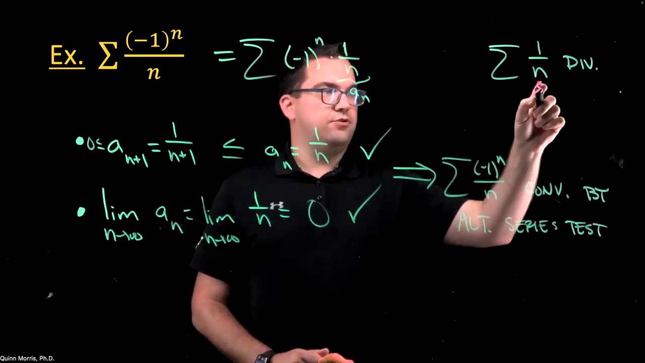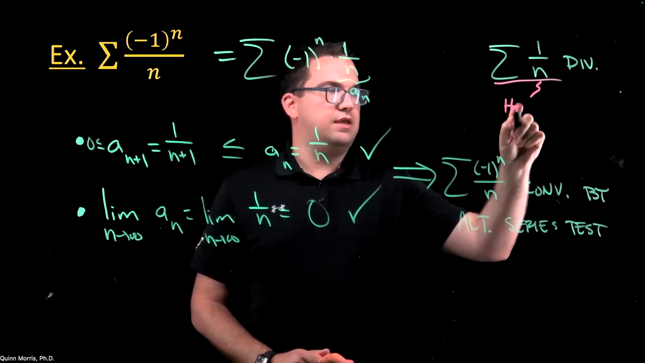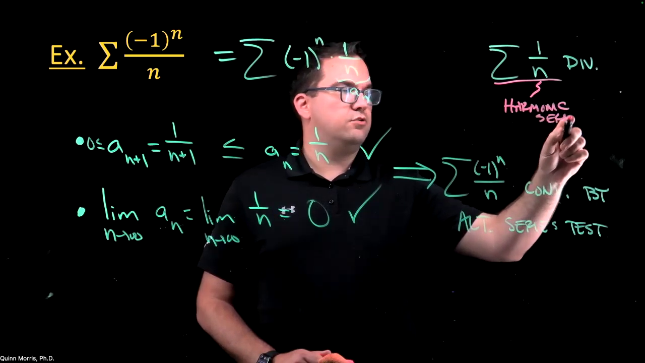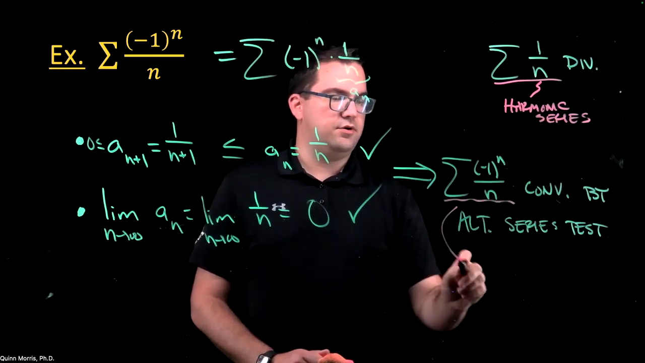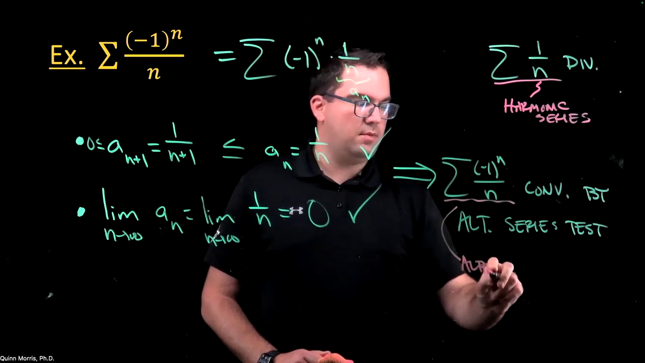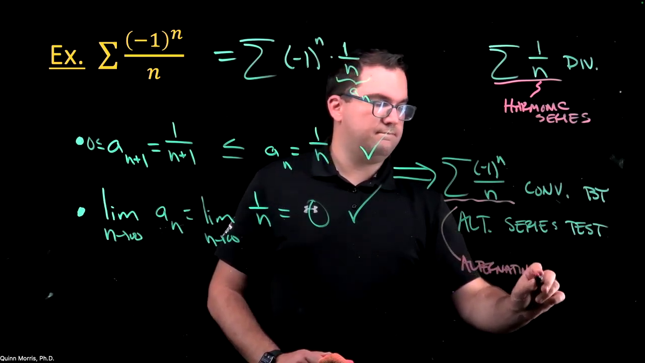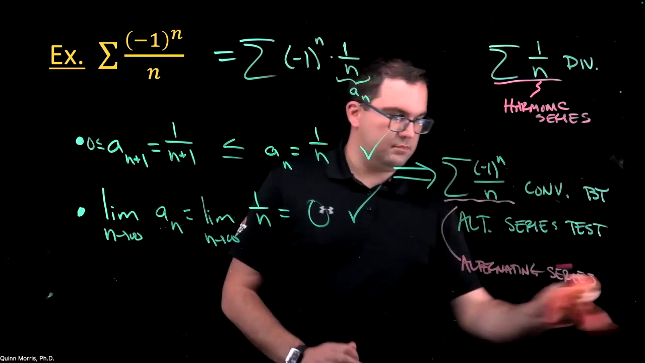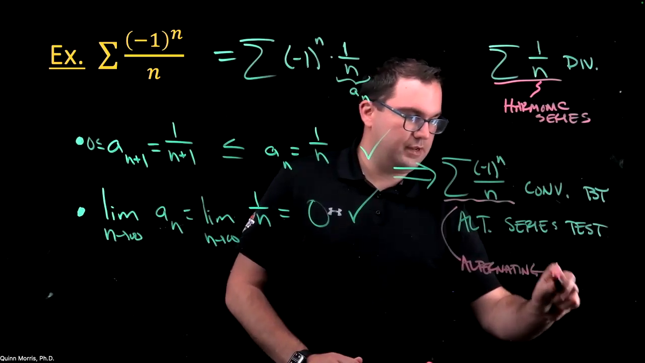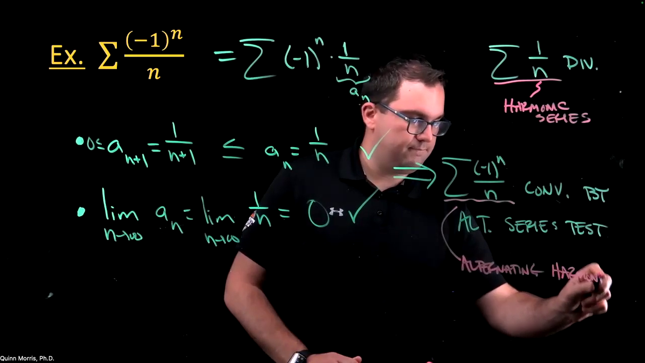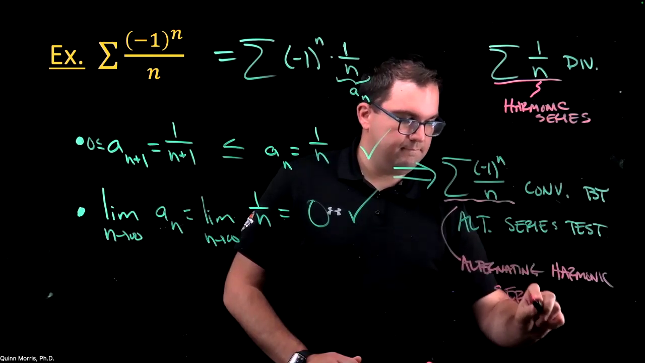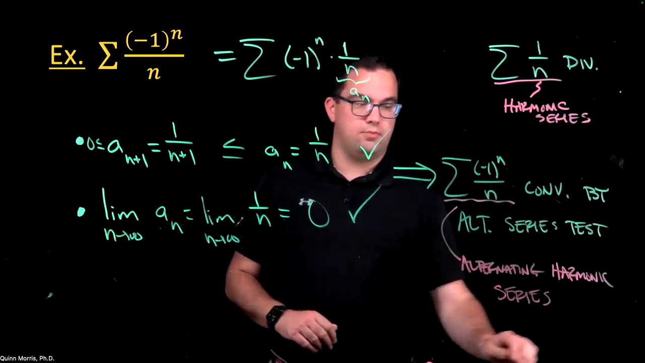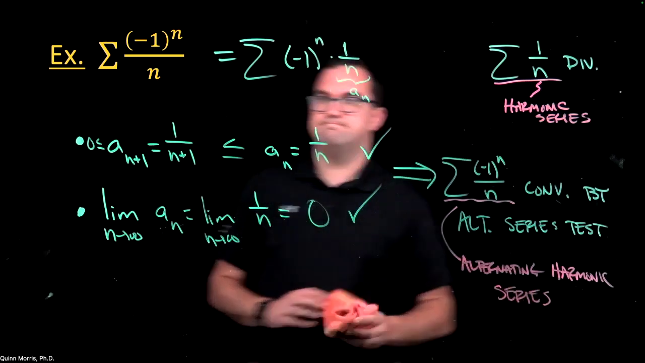You may remember that this series here was called the harmonic series, and the harmonic series diverges. This series here is often called the alternating harmonic series. It is an alternating series, but this is the alternating harmonic series. So the alternating harmonic series converges while the harmonic series diverges.